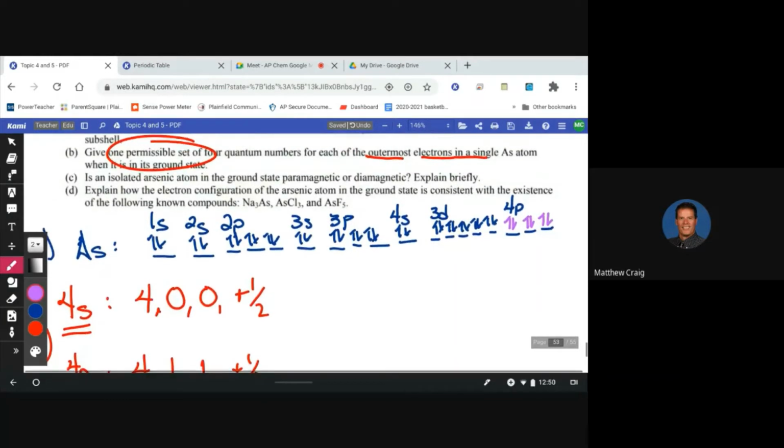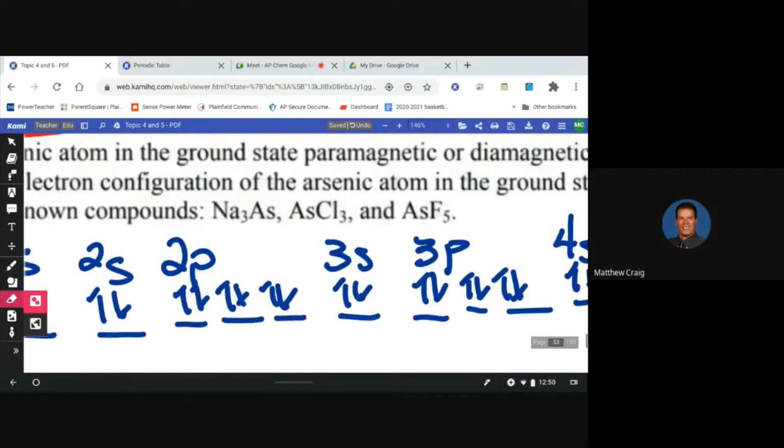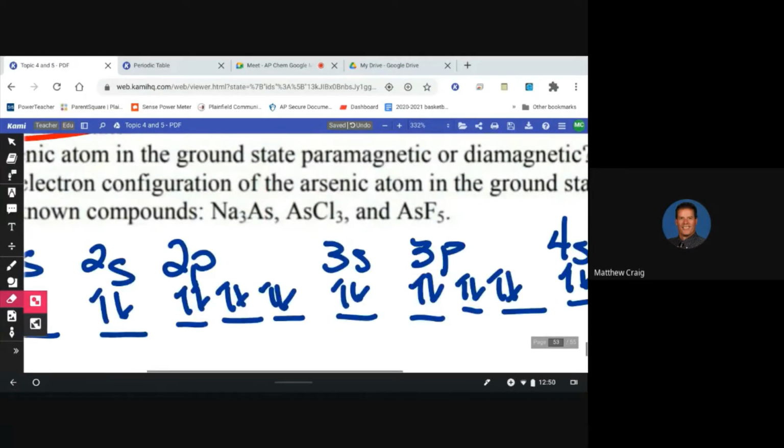Let's get it correct again. Since they're talking about the electron configuration, I want to make sure it's right. Explain how the electron configuration of the arsenic atom in its ground state is consistent with the existence of the following known compounds: Na3As, AsCl3, and AsF5.